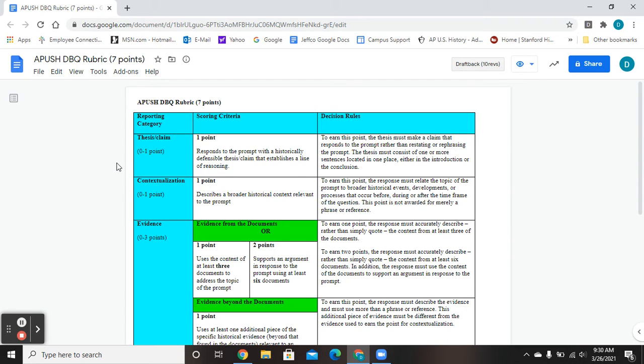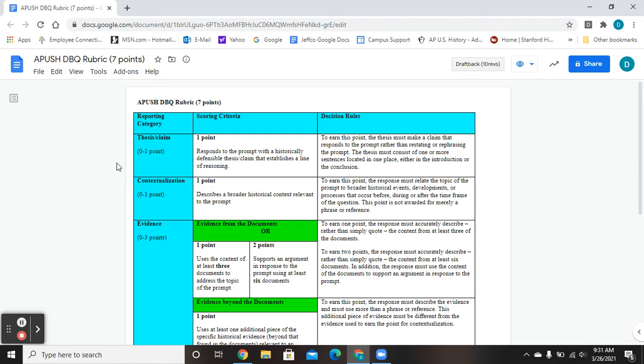The first part, very much like the LEQ rubric, you get 1 point for a thesis. Again, the thesis has to be at the beginning or at the end of the essay, and it has to be very explicit. It can't be an embedded thesis or an implied thesis or anything like that. It has to be very, very explicit right there.